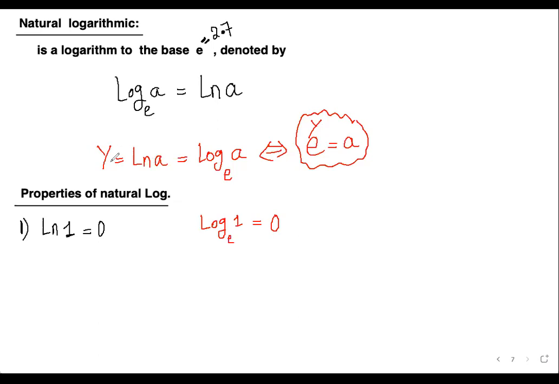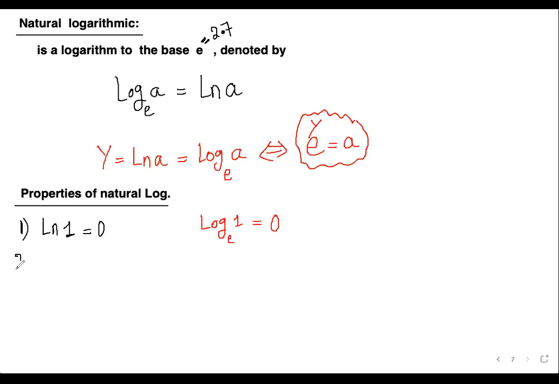So how can I change the ln of a to an exponential function, Eric? This is actually ln of a, the logarithm of a to the base e. So e to the power y equals a. e to the power y equals this a. Okay, Eric?